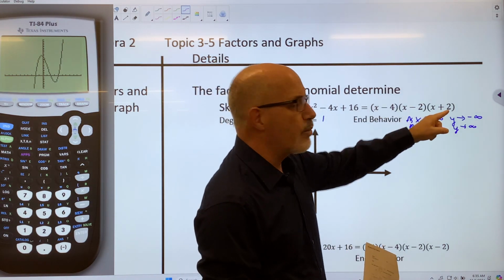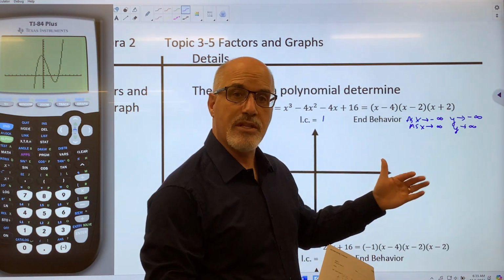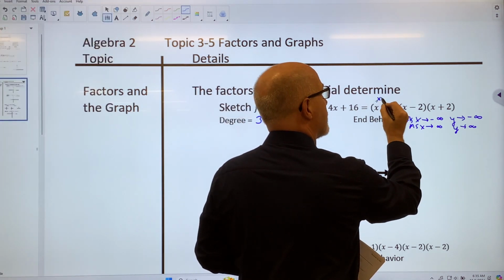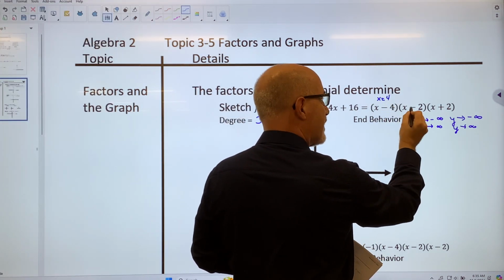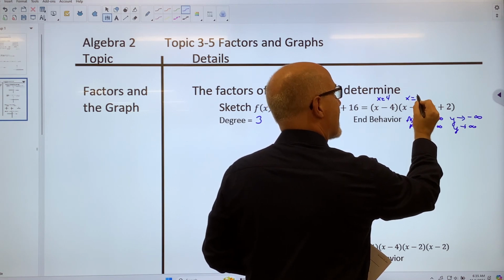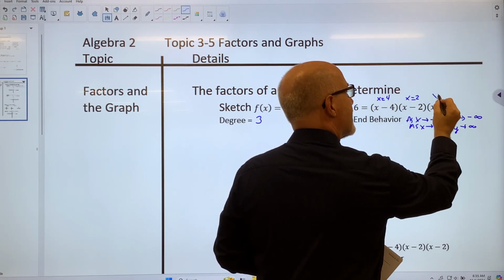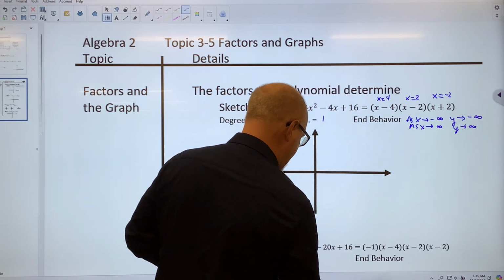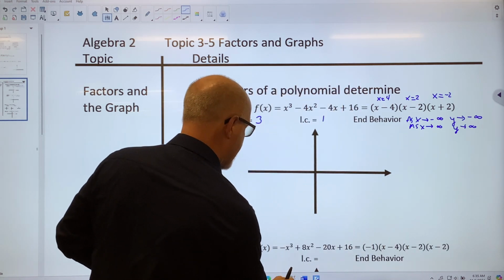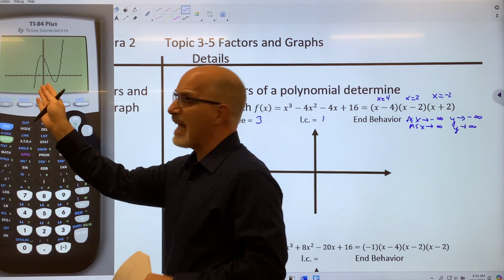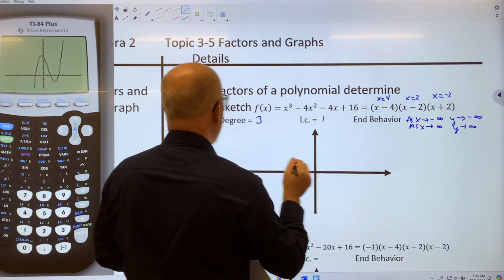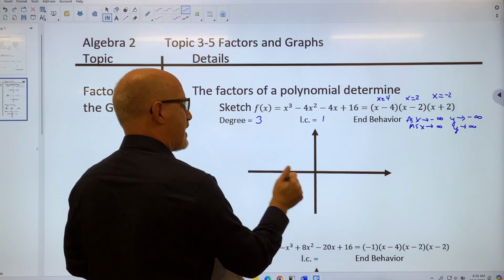Each of these, if you set it equal to 0, gives the root. If I set this equal to 0, I get x equal to 4. If I set this equal to 0, I get x equal to 2. And if this is equal to 0, I get x equals -2. And that's exactly where this passes through the x-axis. Those are my x-intercepts. So if I'm sketching this graph, let's go ahead and draw a sketch here.